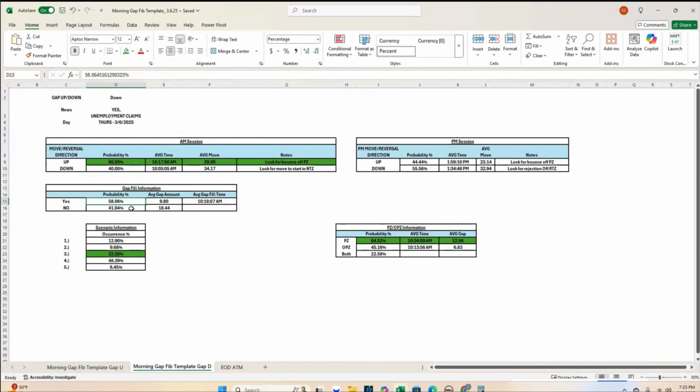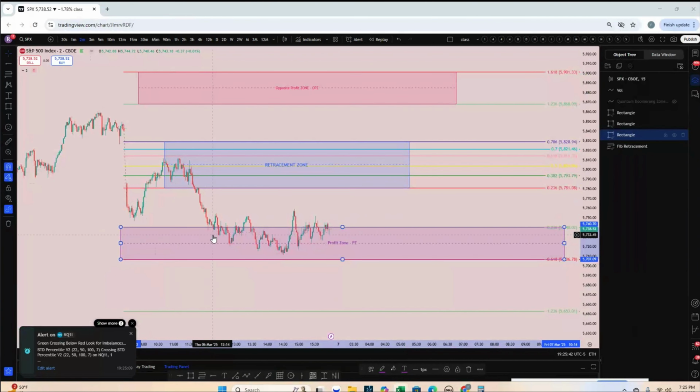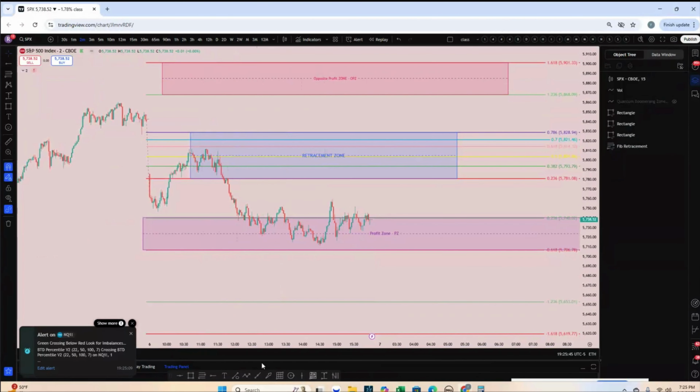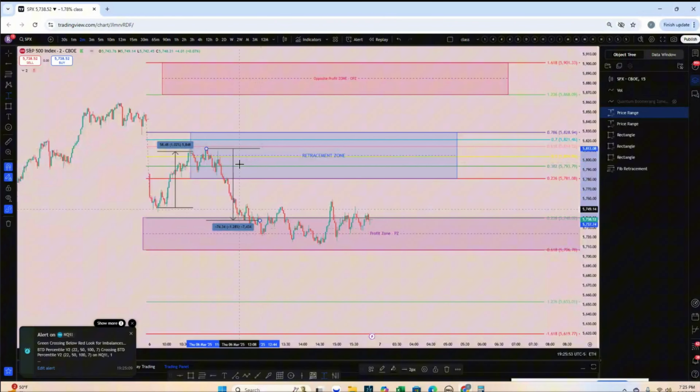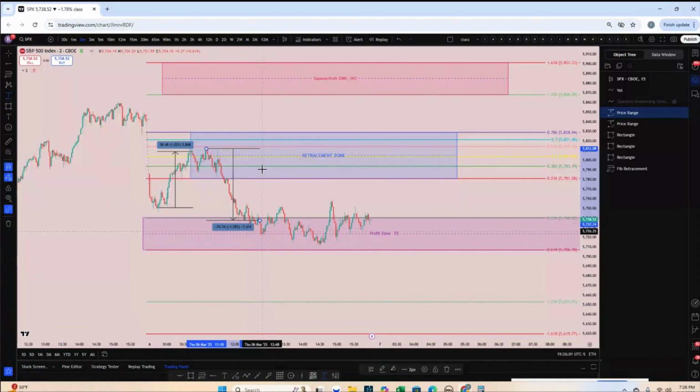You also have your gap fill, so the percentage of us gap filling. You have the percentage of us going up in the morning, percentage of us going down in the PM, or going up and down in the morning, up and down in the PM. So in the morning time, we actually did both. We went up. We went down. And so AM session, I look for moves before 12. For PM session, I look for moves after 12. That's basically how I look at it.